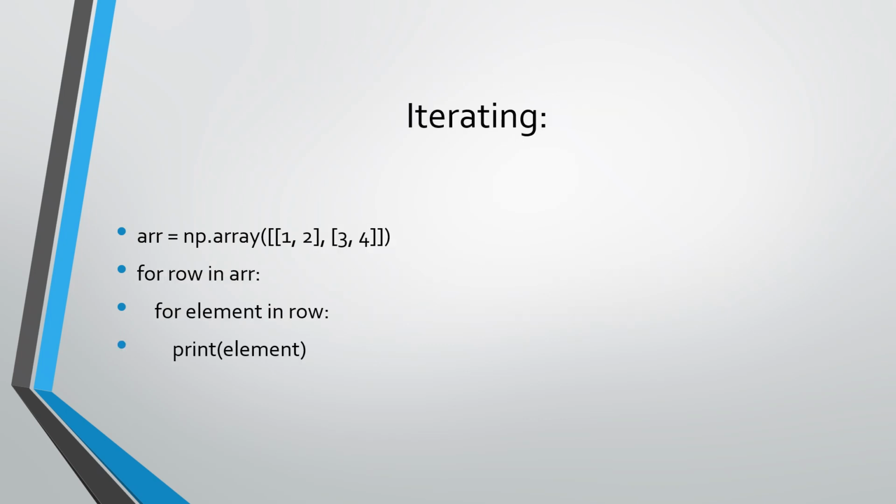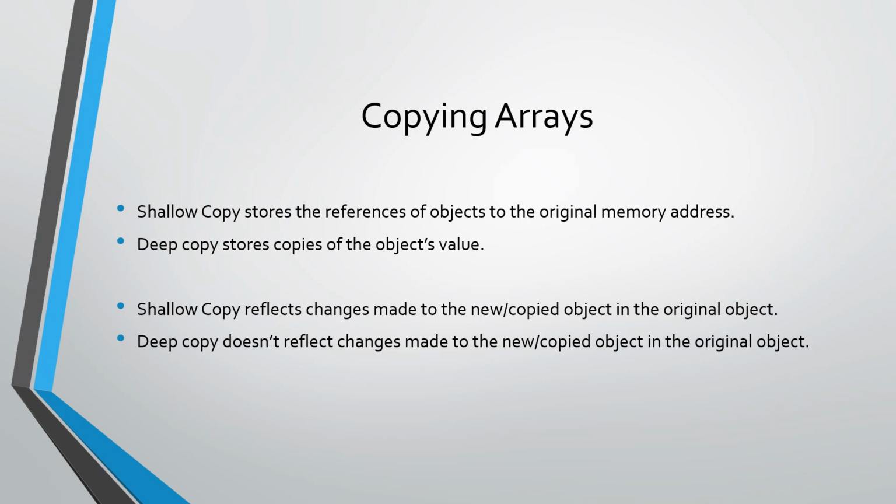The next function is the iterating function. We can iterate through the array. First we have created an array with a 2 by 2 size. For each row in the array we are printing the element. For each row we are accessing the element in the row. So the elements will be printed one after another.